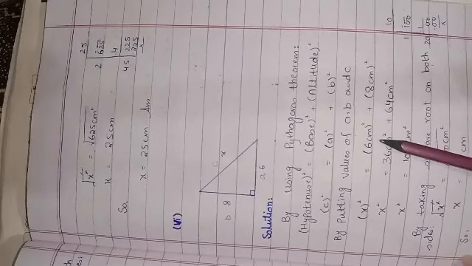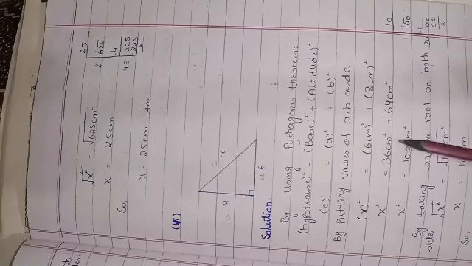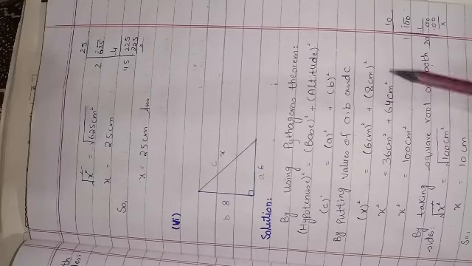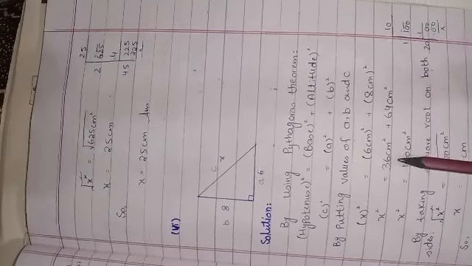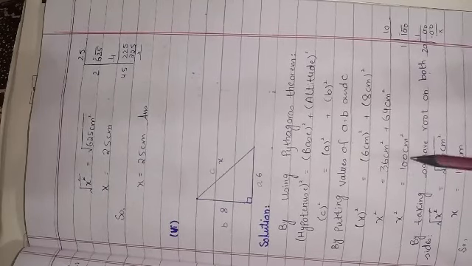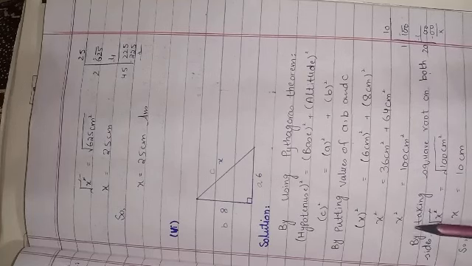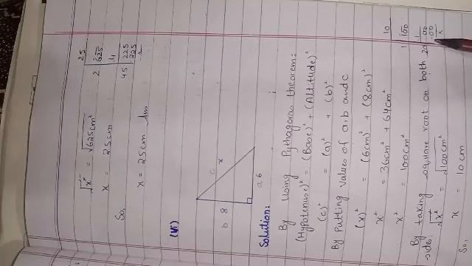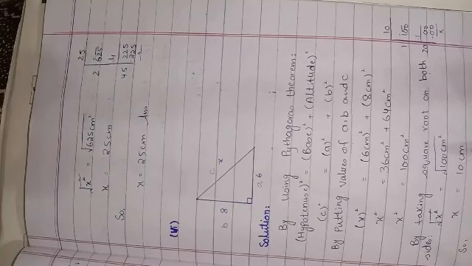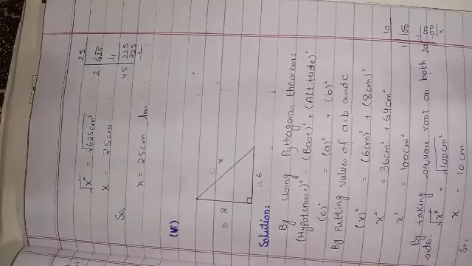Now we open the squares. 6 centimeter whole square is equal to 36 centimeter square, and 8 centimeter whole square is equal to 64 centimeter square. Now students, both numbers are added together, so the answer is 100 centimeter square. We have to find out the value of x, so we will take square root on both sides. Here is the working of square root, and square root of 100 is equal to 10, and centimeter square cancels with square root, so we get centimeter. X square cancels with square root, we get x, so the value of x is equal to 10 centimeter.